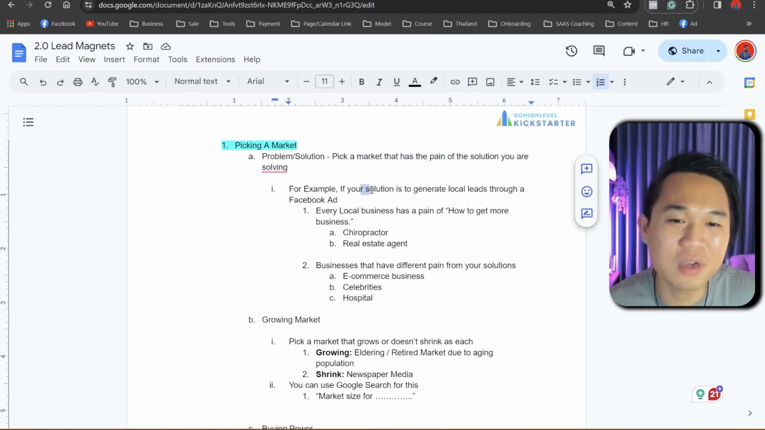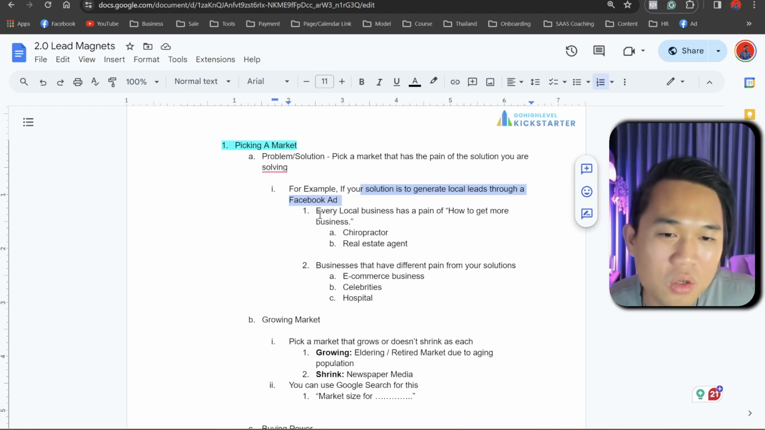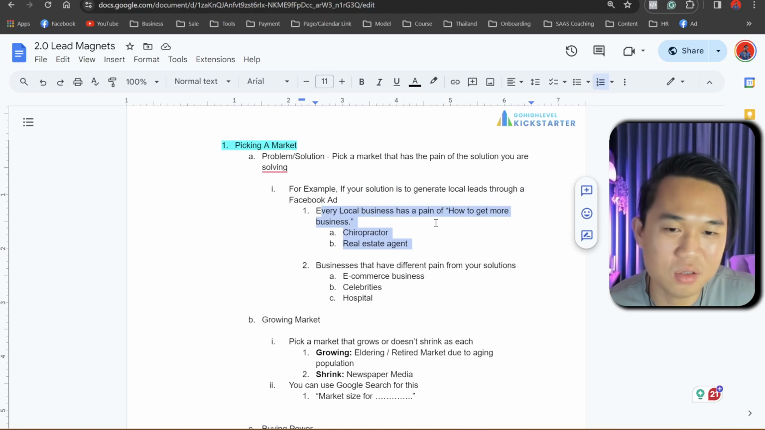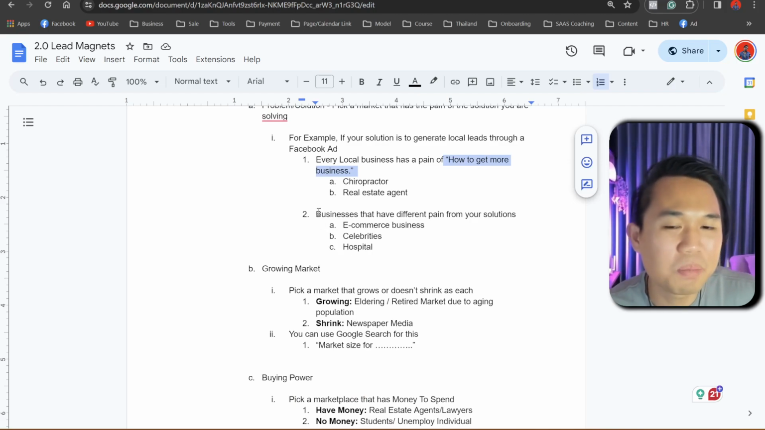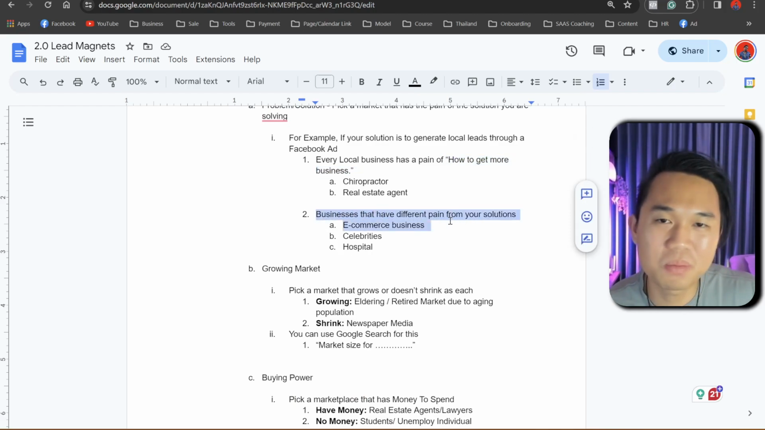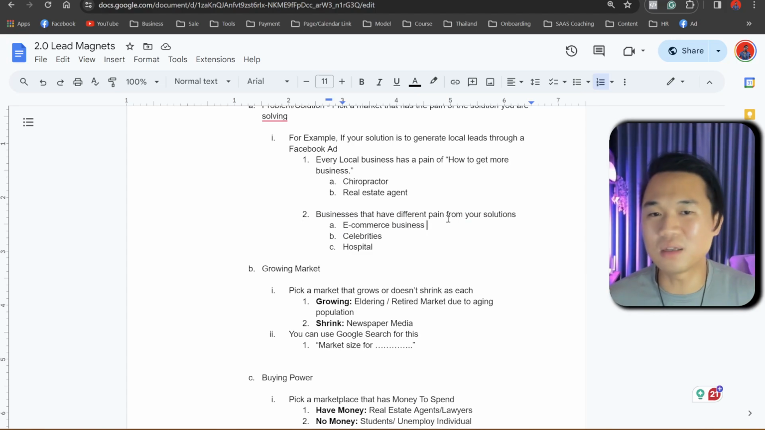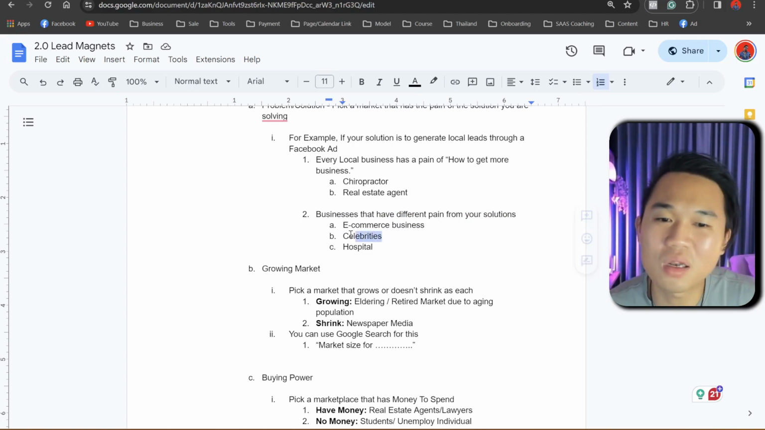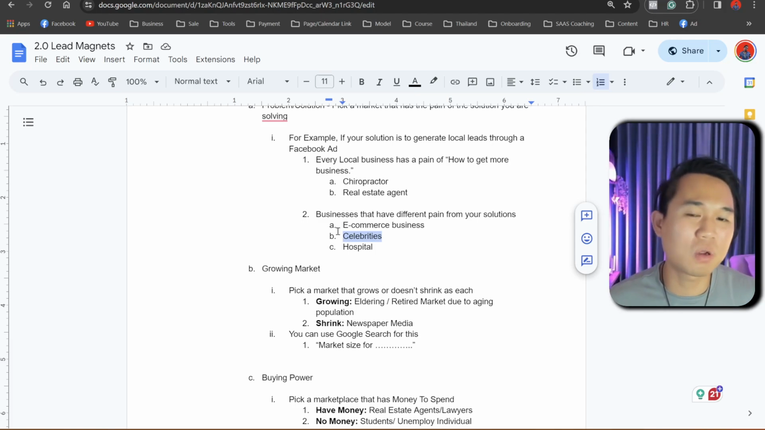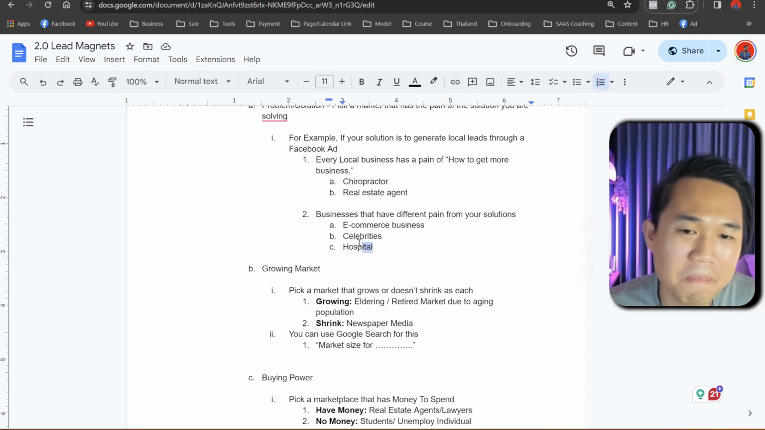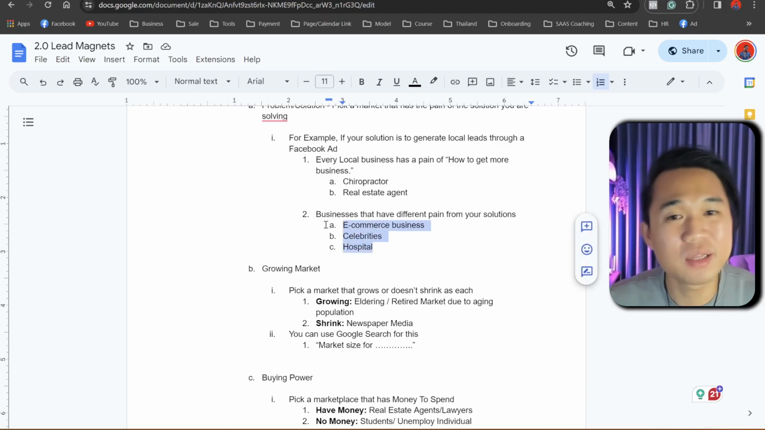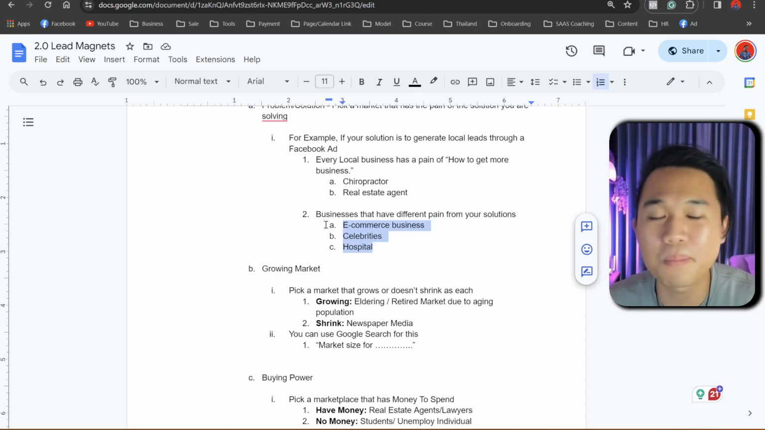So for example, if you have a solution to help local businesses generate local leads through Facebook ads, you want to target, like, chiropractors and real estate agents, with the pain of how to get more clients. Every local business has a pain on how to get more clients. Now, the businesses that you don't want to target are like e-commerce businesses, because they need different leads than local businesses. You don't want to target celebrities, because they have different pain points, and hospitals and all that stuff. Just keep in mind that these three businesses all need marketing, but they don't need the marketing that you offer. That's the point I'm trying to make.